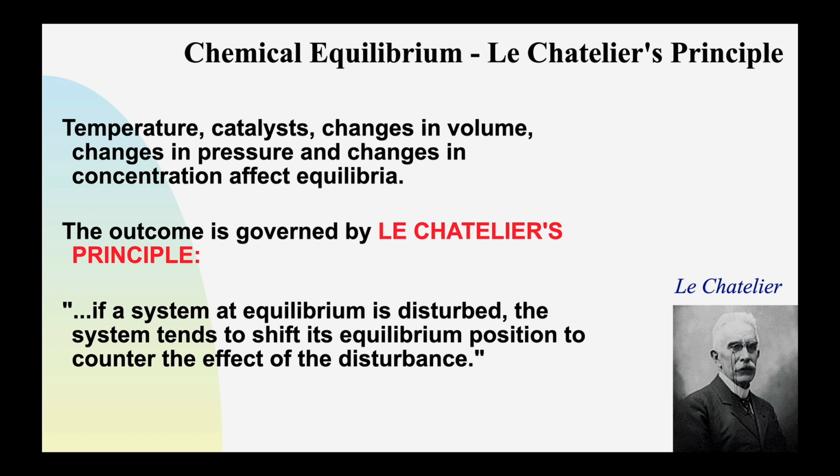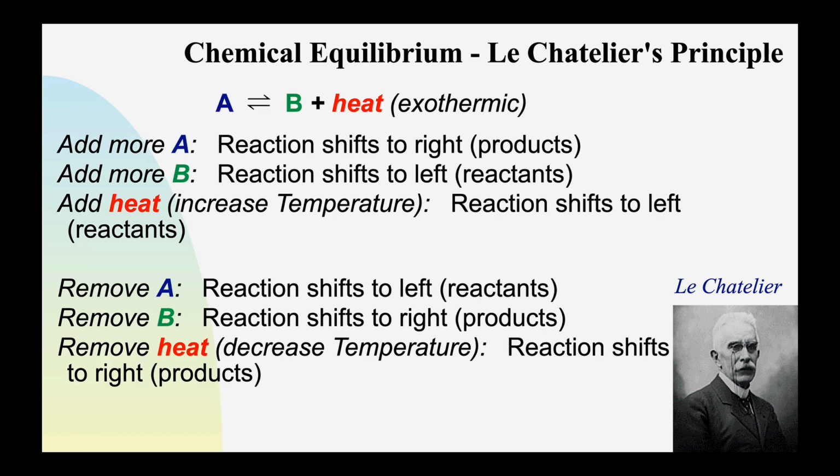Le Chatelier, whose picture there is in the lower right corner, was the person that came up with this idea. And it says, formally, if a system at equilibrium is disturbed, the system tends to shift its equilibrium position to counter the effect of the disturbance. And if you're looking at me with glazed eyes at this point, I completely understand. Let me try and give you some examples.